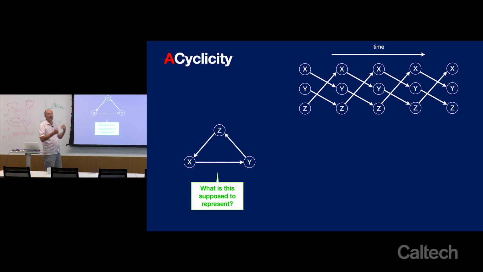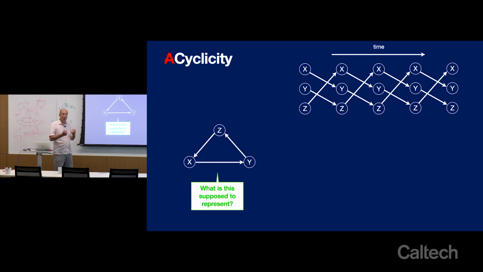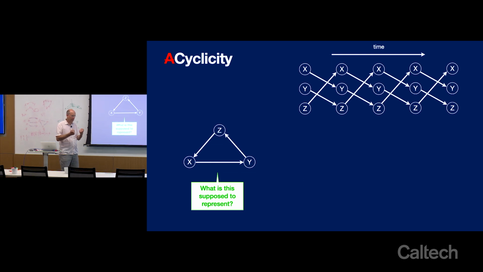So what I'm trying to say is that I think there is a genuine sense of cyclicity, cyclic causal models, that people mean as not being an error of inference. And so I'm trying to make sense of that.